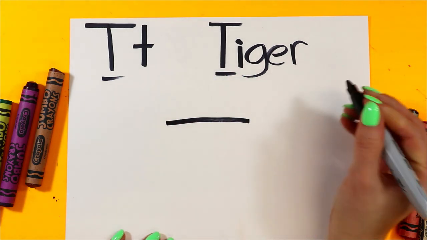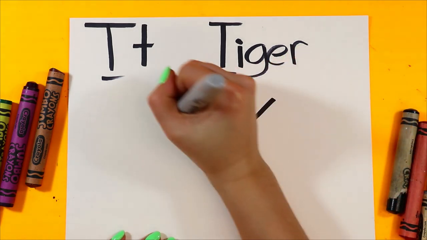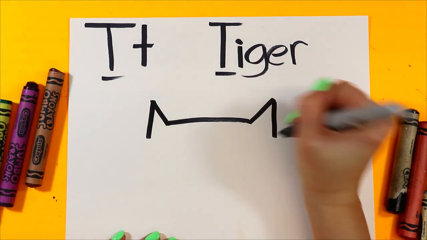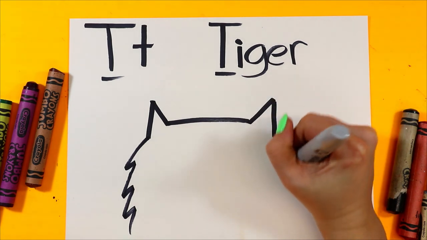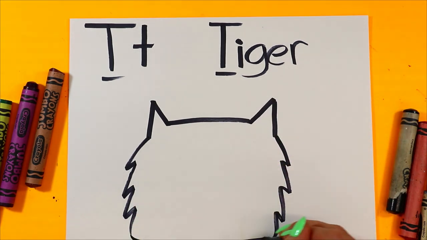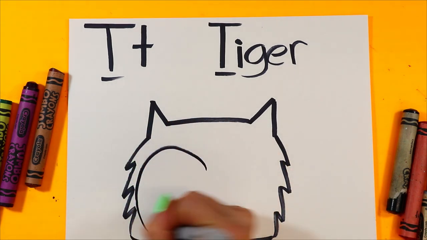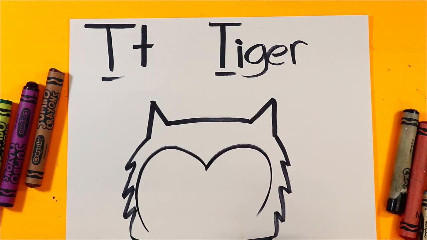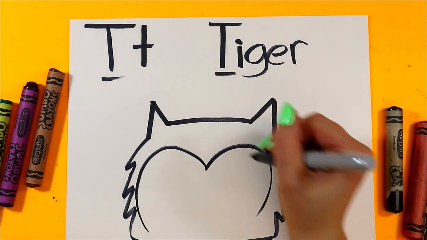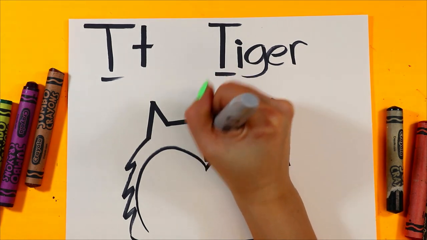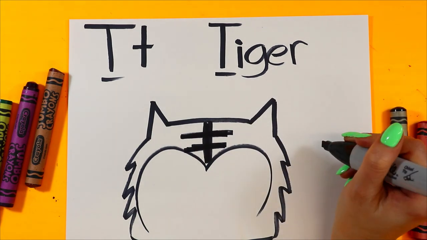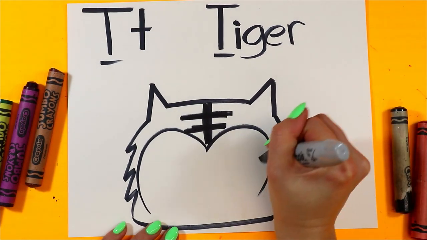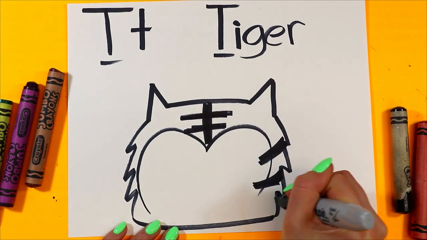Let's draw tiger's face with a line across and two ears, zigzag lines down, and a line across. We'll draw a curving line up and over on each side for the face. Let's add some stripes, a line down, and two lines across, and some down this side.